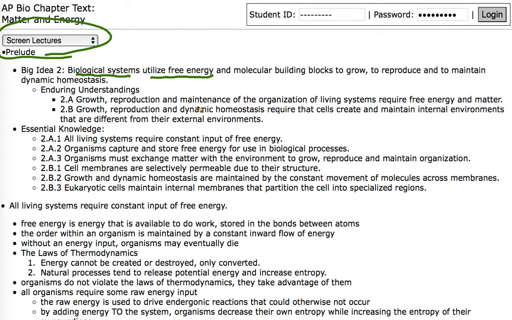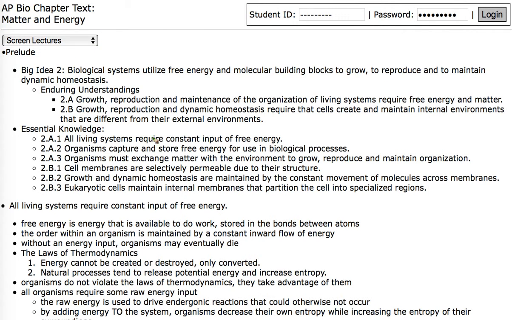So big idea two is that biological systems, that's living things, utilize free energy. Free energy is energy that is available to do work. They also utilize molecular building blocks. Those would be things like atoms and molecules. And they need those to grow, reproduce, and to maintain a dynamic homeostasis. Homeostasis is the tendency to maintain conditions at some constant level. And dynamic means that it's ongoing. You're attempting to maintain that.